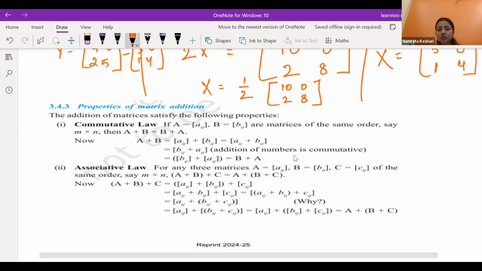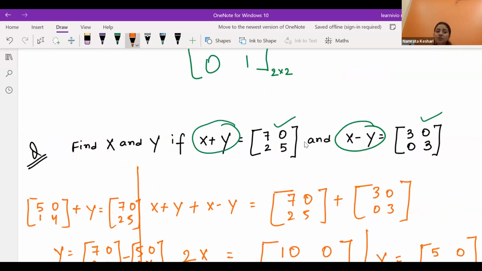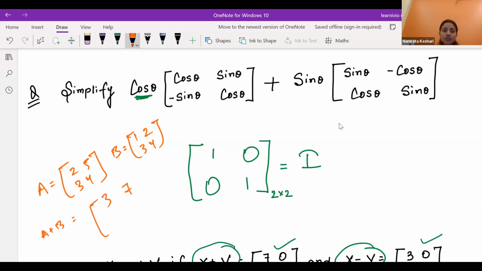Properties of matrix addition. If you take many examples and check, you will find that when you are doing the addition of A plus B, or B plus A, let's check it. Suppose our A is a matrix 2 5 3 4, and B is another matrix 1 2 3 4. If we add A and B directly, I am writing the added form, that will be 3 7 6 8, right, Ibrahim?